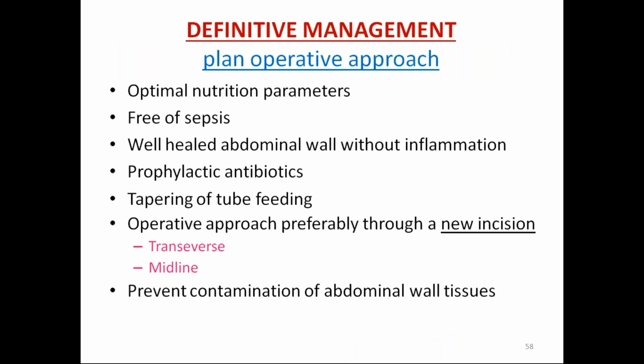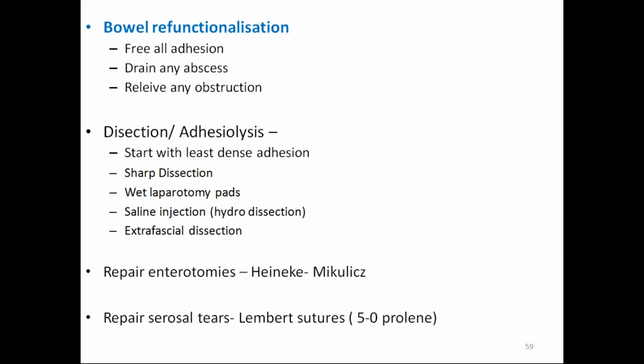Definitive management includes nutritional parameters, being free of sepsis, a well-healed abdominal wall without inflammation, prophylactic antibiotics, tapering of the tube, and the operative approach, that is whether transverse or midline, or refunctionalization. The bowel should be free of all adhesions, so drainage of any abscess should be done and any obstruction relieved.